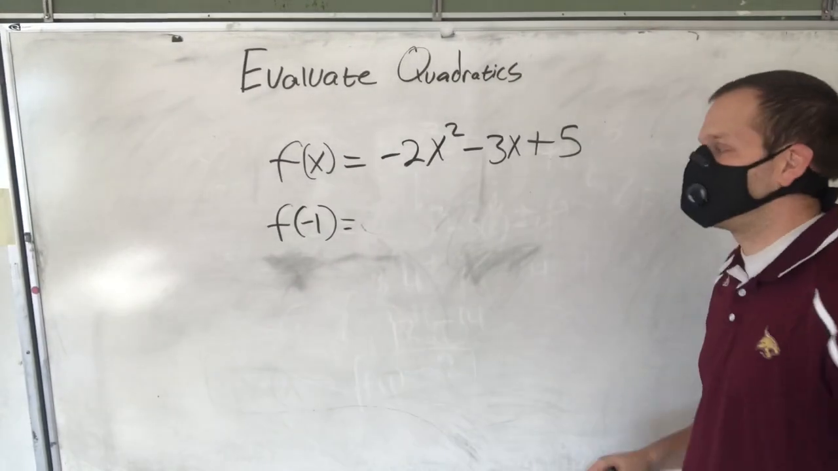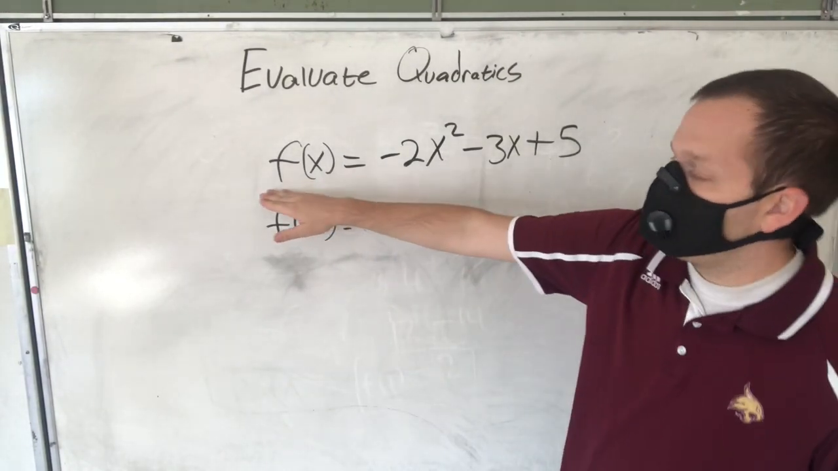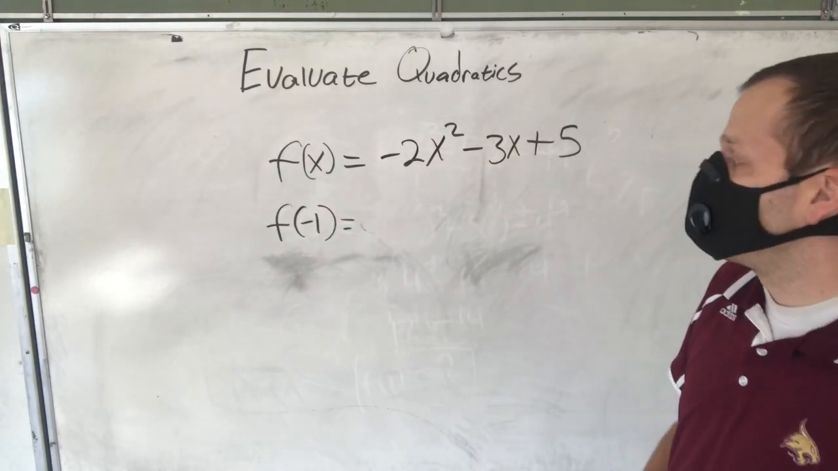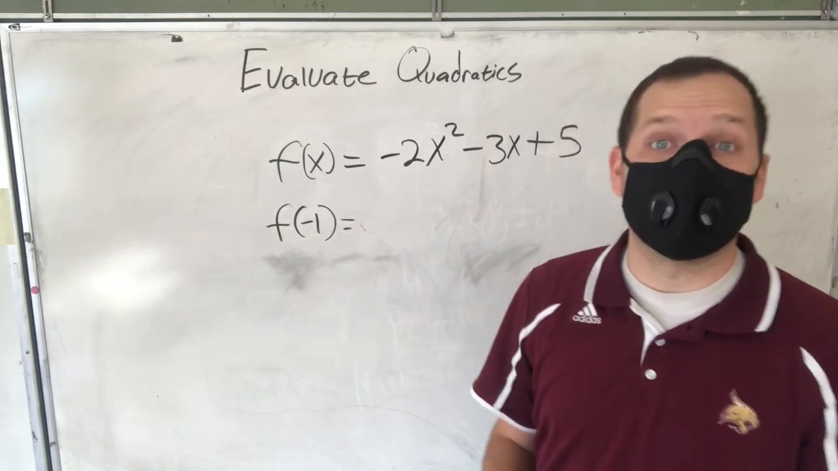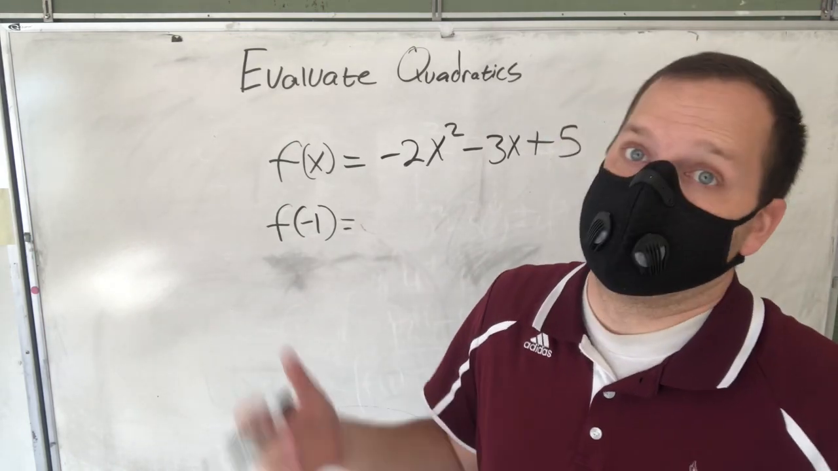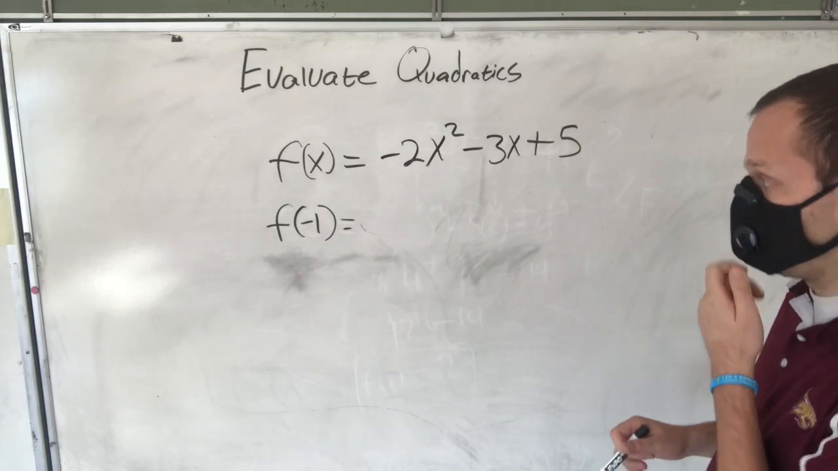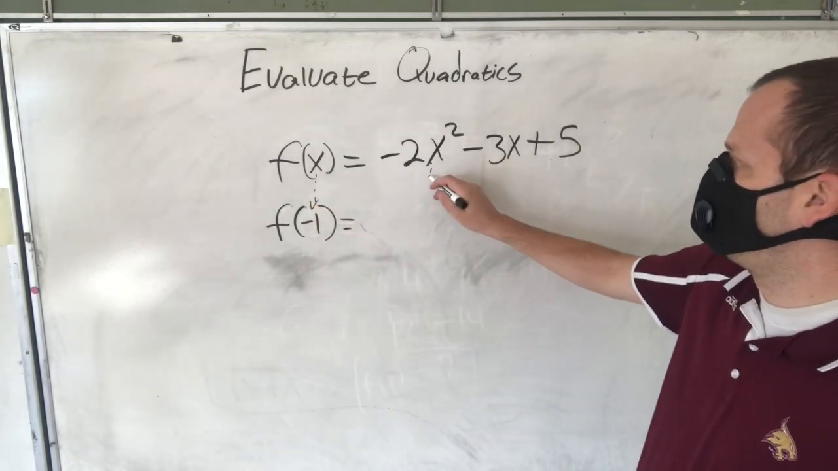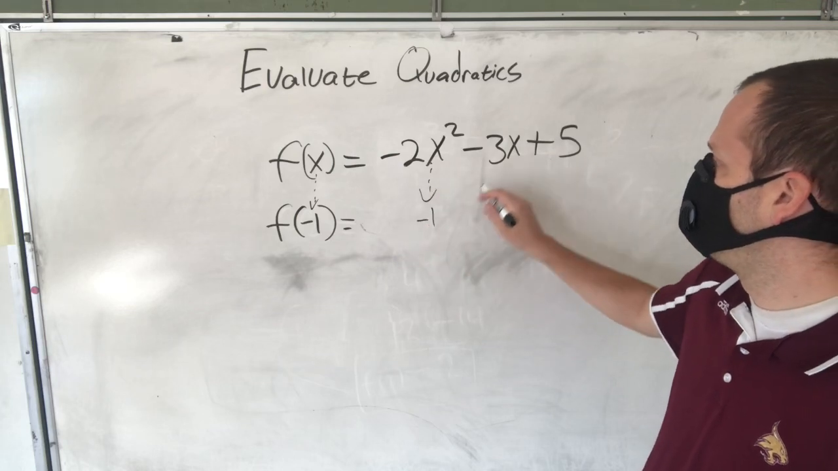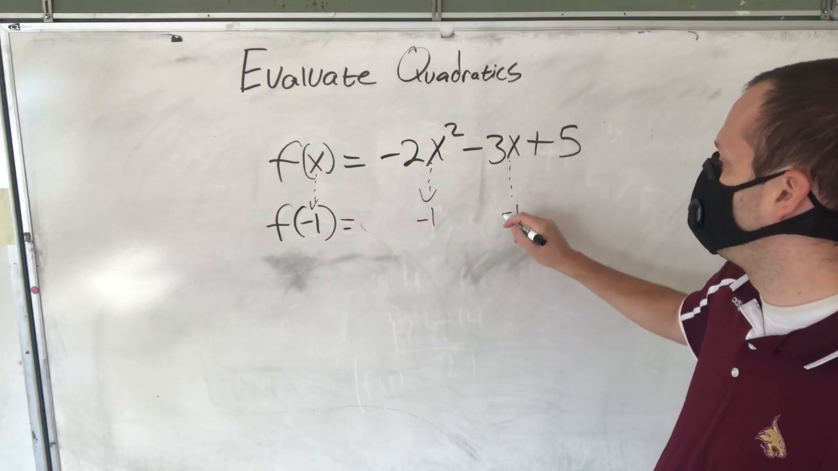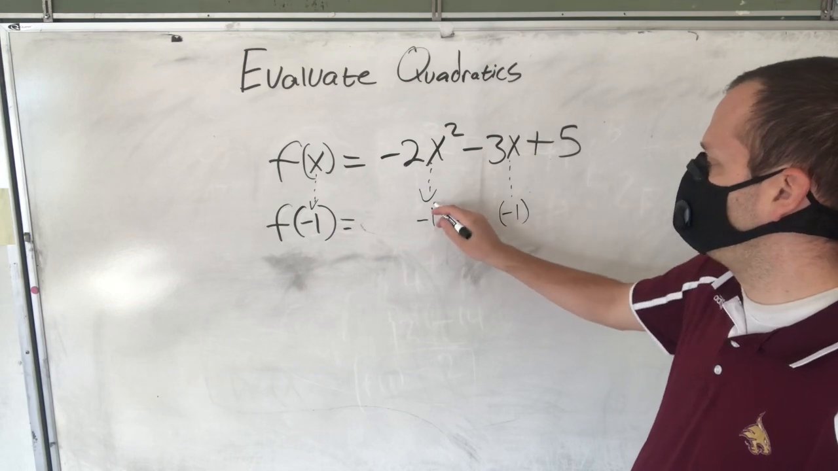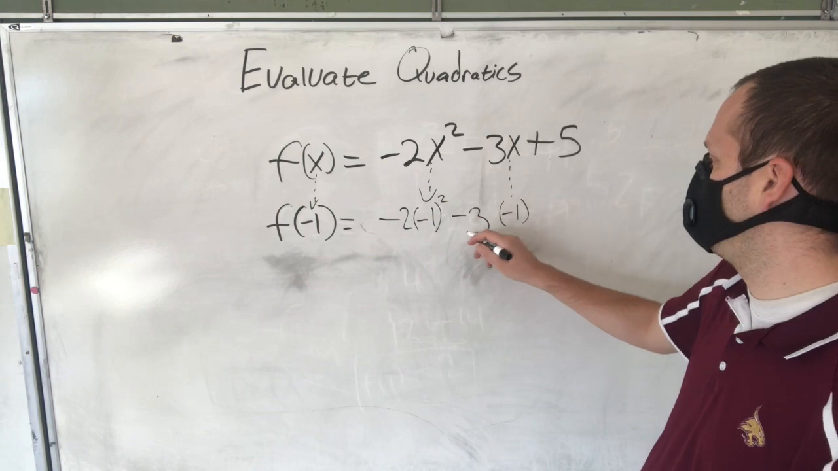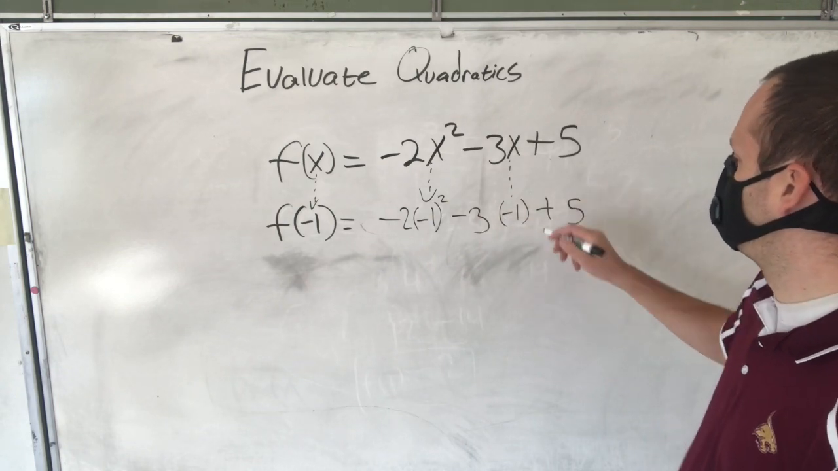Cool. Here comes another problem at you. So we have an equation, f of x equals negative 2x squared minus 3x plus 5. We want to know, what is f of negative 1? I don't know. Well, let's go through and figure it out. What do I replace all the x's with? Negative 1. So that's going to be a negative 1. This is going to be a negative 1. Remember, I always put them inside parentheses. So negative 2 times negative 1 squared minus 3 times negative 1 plus 5.